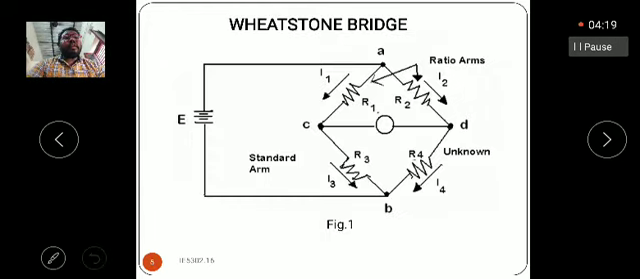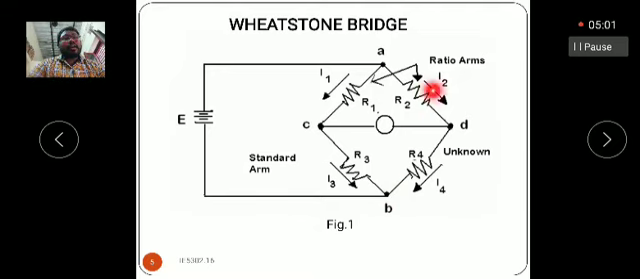This is the basic structure of the Wheatstone bridge. Here we have four points, A, B, C and D, connected in the form of a diamond shape. Between A and B, we connect one resistor, R1. Between A and D, we connect another resistor, R2. Between D and B, we connect another resistor, R4. And between C and D, we have another resistor, R3.